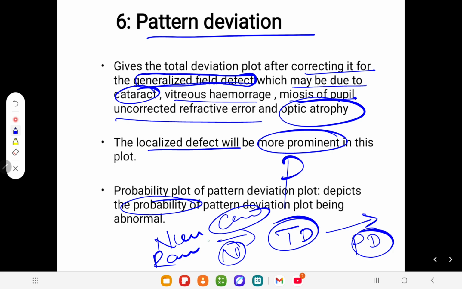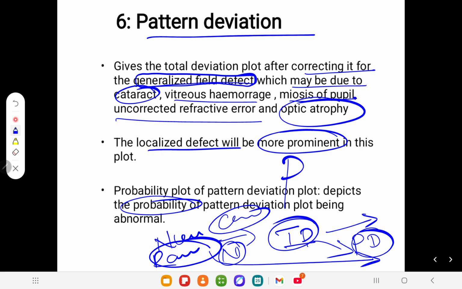From the total deviation numeric plot, the pattern deviation numeric plot is derived. Many of the students did the wrong thing. They say that from raw data the pattern deviation numeric plot is derived. No, not at all. It's from the total deviation numeric plot, and from the total deviation numeric plot we are eliminating the seventh point, which we will definitely discuss.